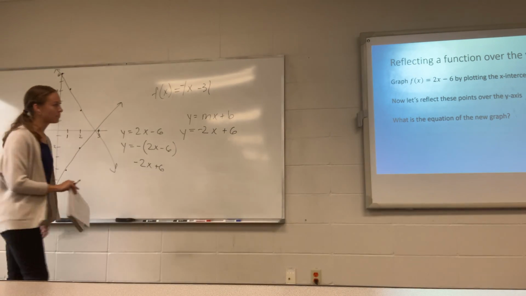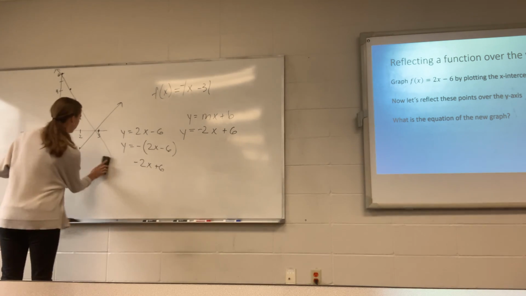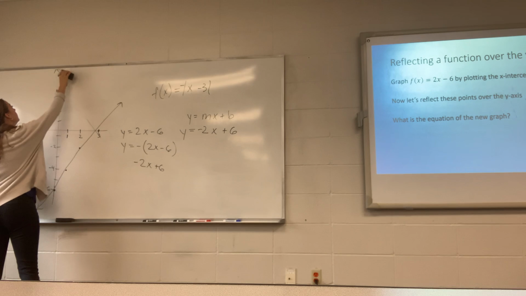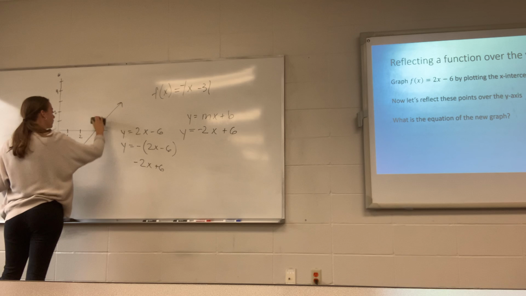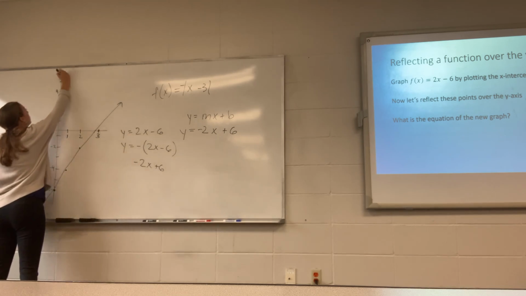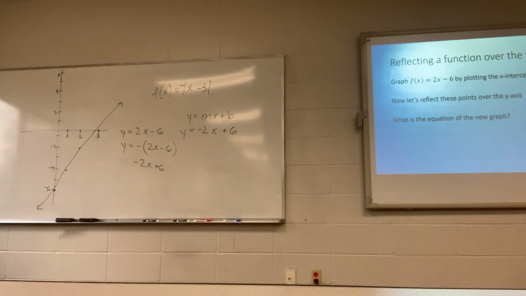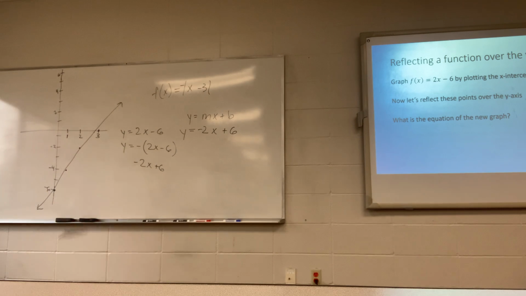We're using the same example. So I have the graph of 2x minus 6. I don't need this one anymore. Okay, so here's our graph of 2x minus 6. We already graphed this one. Now let's take our points and reflect them over our y-axis. If I take this point right here, the 0, -6, that's on my y-axis, when I reflect over the y-axis, is it going to move?